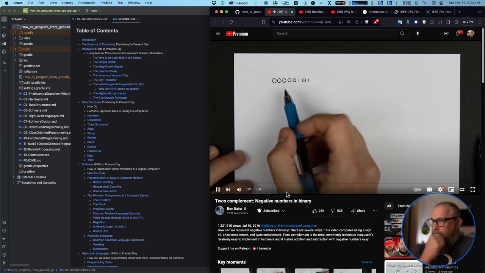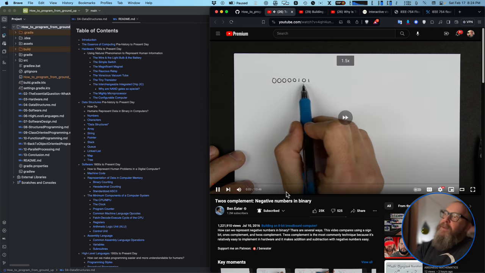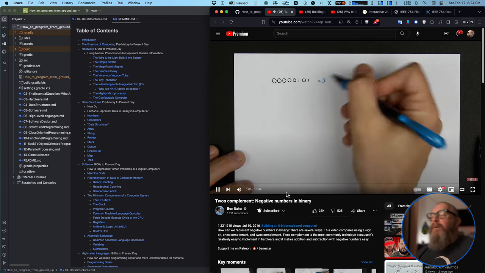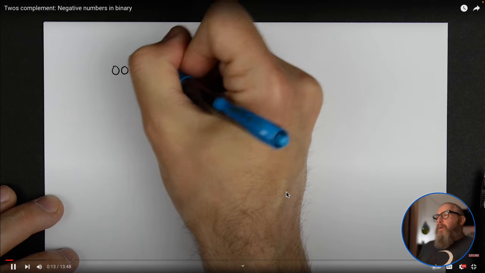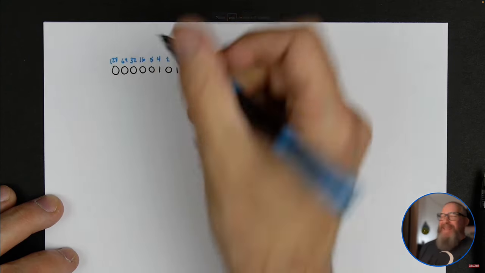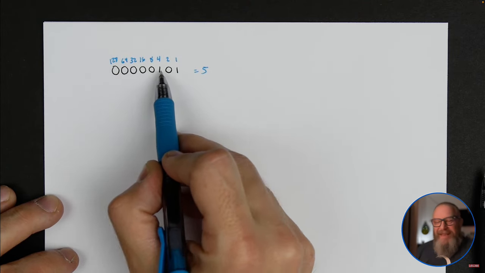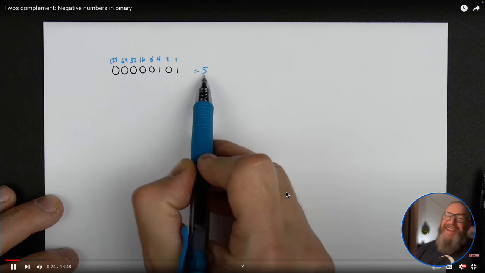You might already be familiar with binary. For example, 101 is equivalent to 5 in decimal, because this is the ones place, the twos place, fours place, eights place, 16s, 32s, 64s, and 128s. We have a one in the fours place and a one in the ones place. Four plus one is 5.